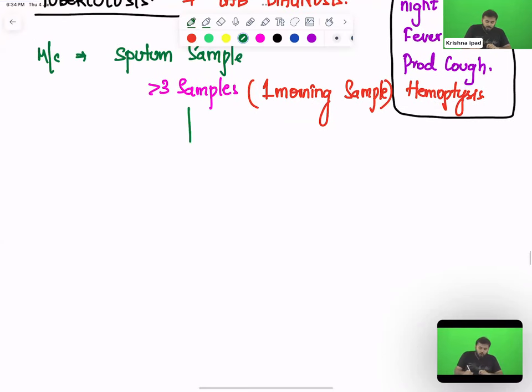Patient is telling, doctor, I'm not getting any kind of sputum. If you are not getting any sputum, then what will you do? You will induce the sputum in that patient. How will you induce the sputum in that patient?